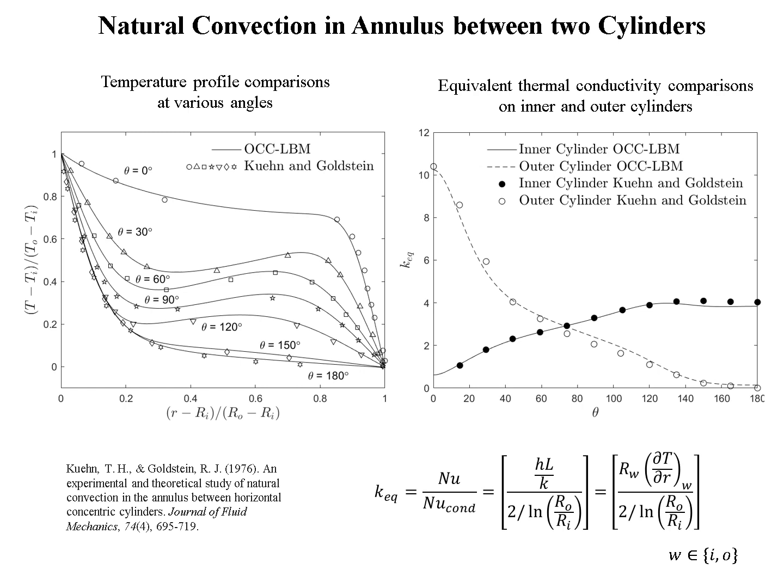However, to get a more quantitative comparison, we look at the temperature profile along radial lines at different angles, 0 through 180 from top to bottom, and we find that our temperature profiles match very nicely with those produced by Keelan and Goldstein experimentally. In addition to that, we look at the equivalent thermal conductivity on the inner and outer cylinders produced by the same reference, and we find relatively good agreement.